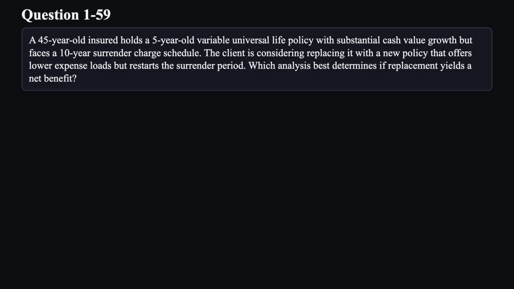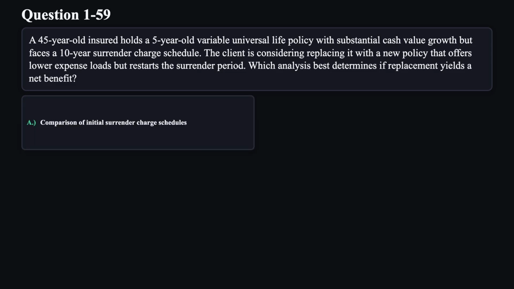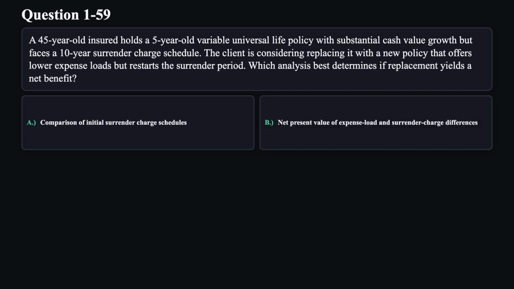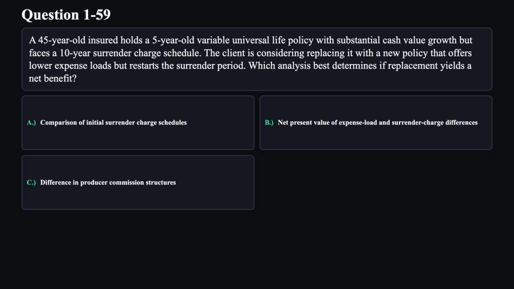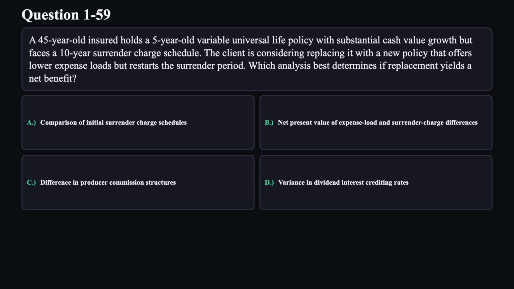Question 59. A 45-year-old insured holds a 5-year-old variable universal life policy with substantial cash value growth, but faces a 10-year surrender charge schedule. The client is considering replacing it with a new policy that offers lower expense loads but restarts the surrender period. Which analysis best determines if replacement yields a net benefit? A. Comparison of initial surrender charge schedules. B. Net present value of expense load and surrender charge differences. C. Difference in producer commission structures. D. Variance in dividend interest crediting rates.